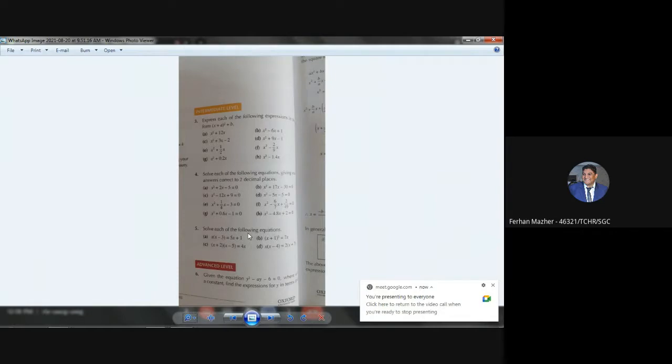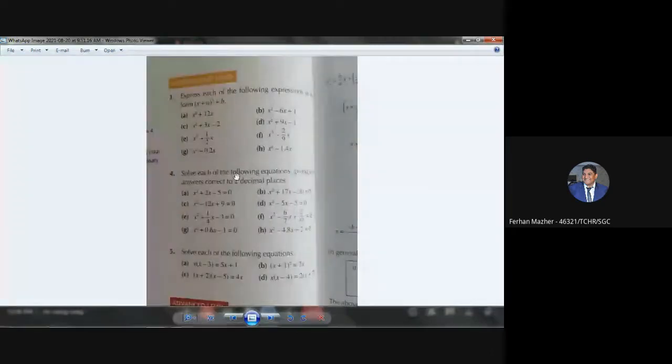I am with the 9 Cambridge class, and we are studying this first chapter. The name of the chapter is Quadratic Equations. Today, we are working on exercise 1A, and we are on the third question. The question is about converting the given quadratic expressions into this form, (x plus a) whole square plus b. So we will learn how to represent these given expressions in this form.